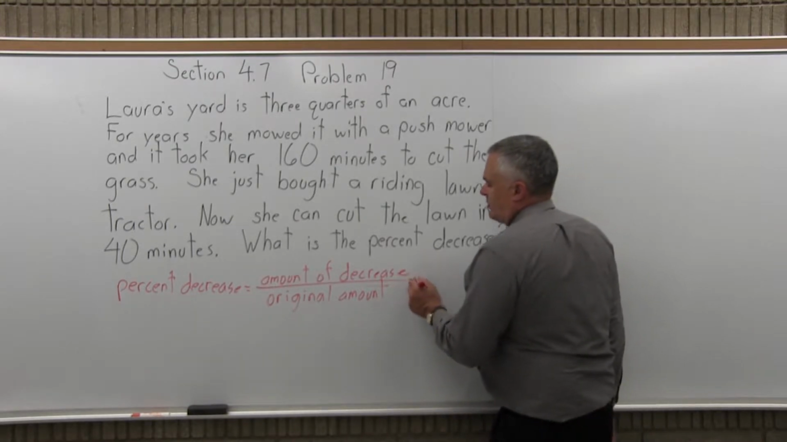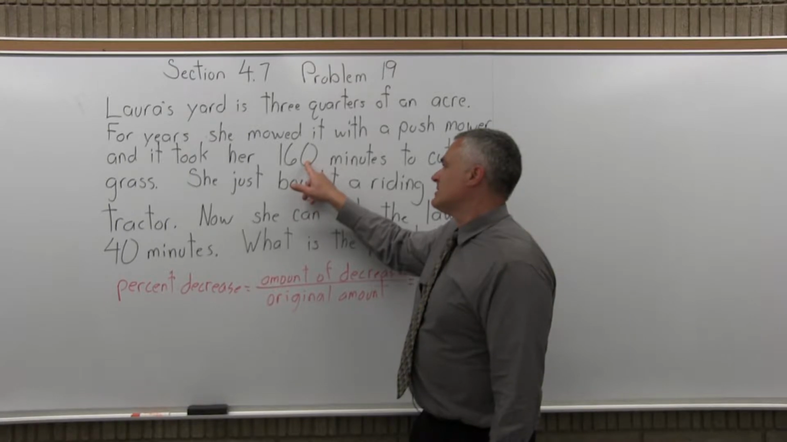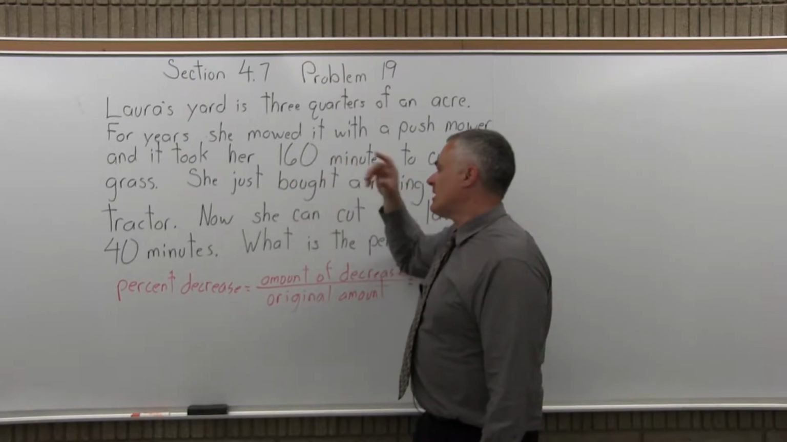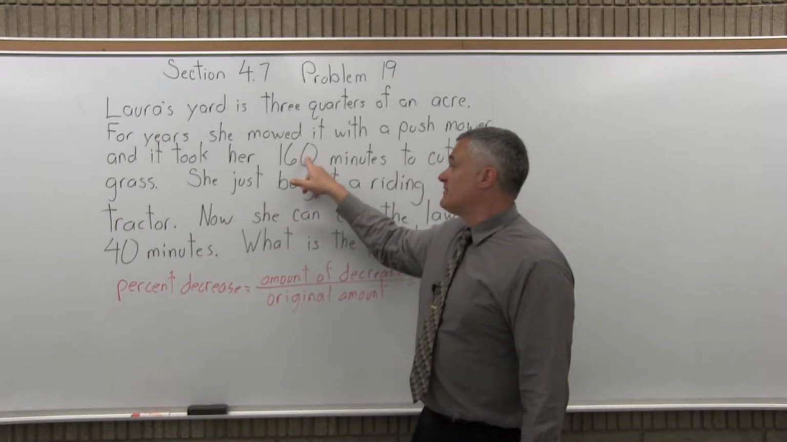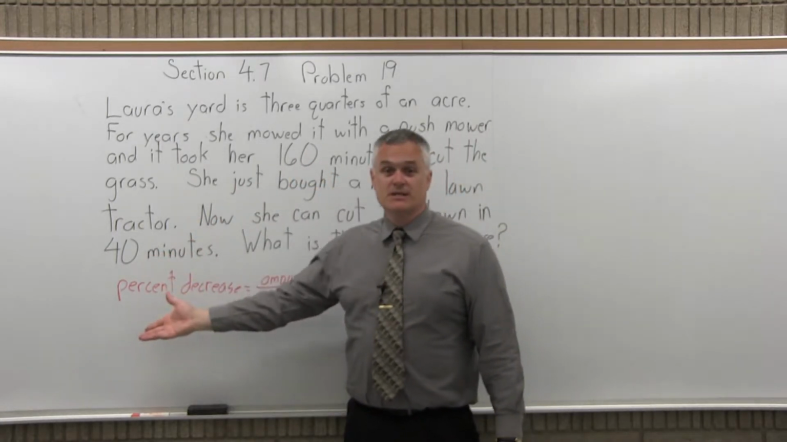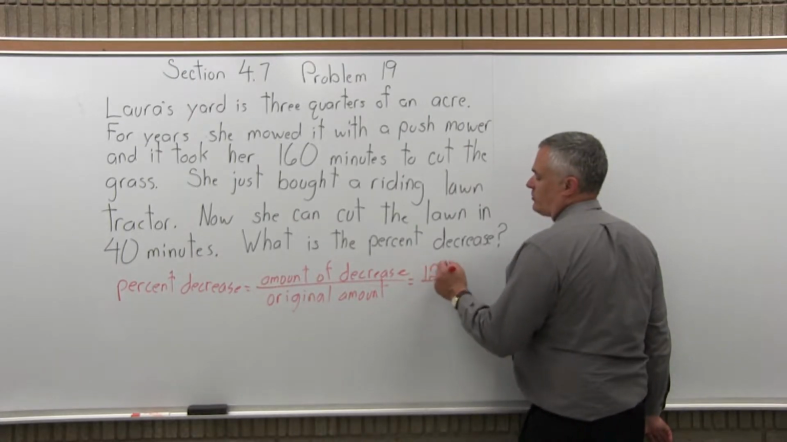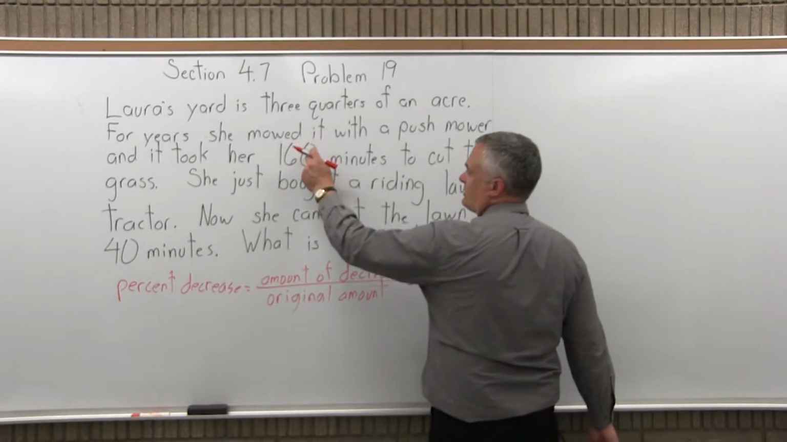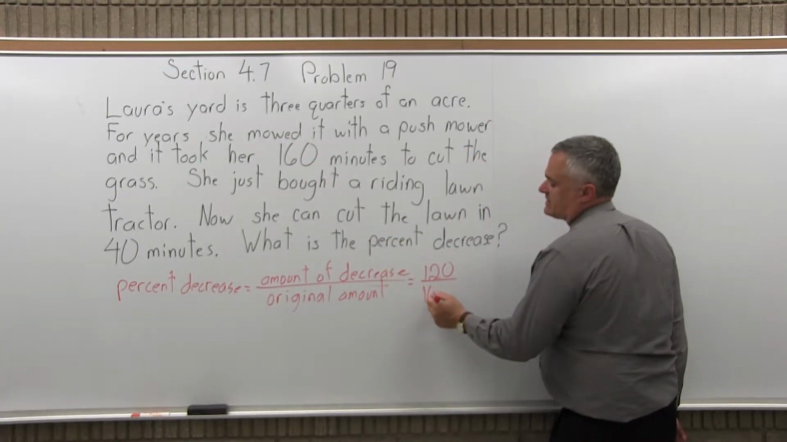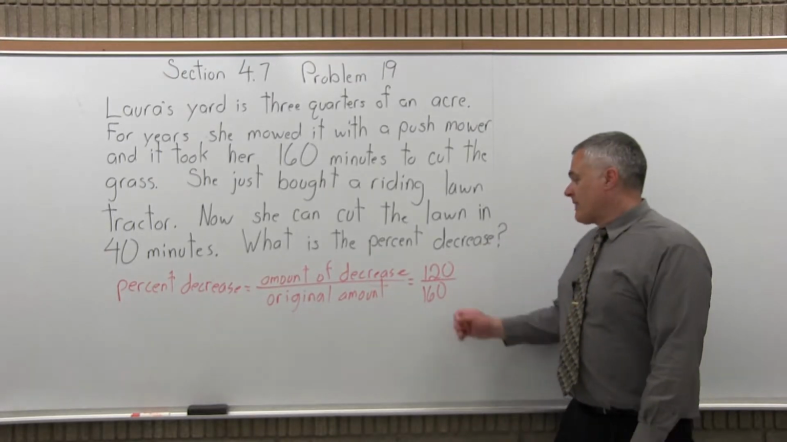So the numerator, the amount of the decrease, you're going from 160 minutes, so that's somewhere around 2.5 hours, to 40 minutes. That's a good decrease. So how much of a decrease is that? That's 120 minutes decrease in time savings. So 120, the amount of decrease is 120, over the original. The original amount is, it used to take her 160 minutes to cut the lawn when she had a push mower. So that's the answer.